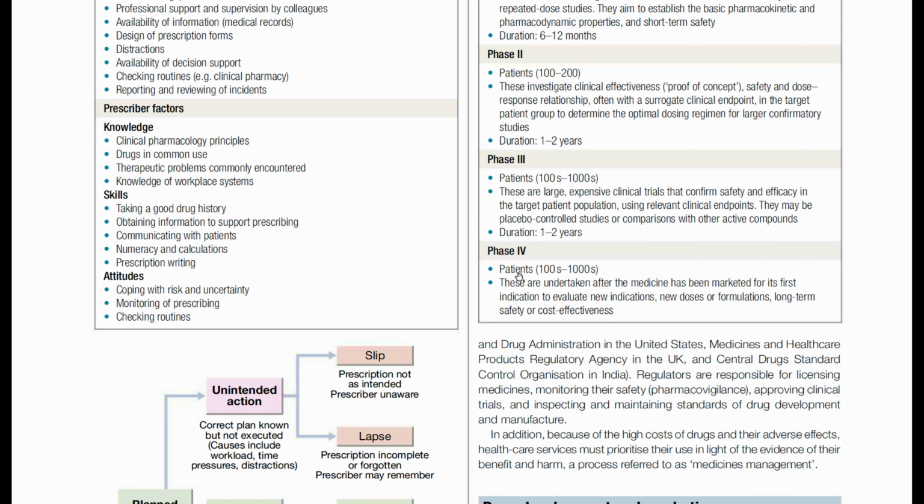Phase 4, patients 100 to 1000. These are undertaken after the medicine has been marketed for its first indication to evaluate new indications, new doses or formulations, long term safety or cost effectiveness.